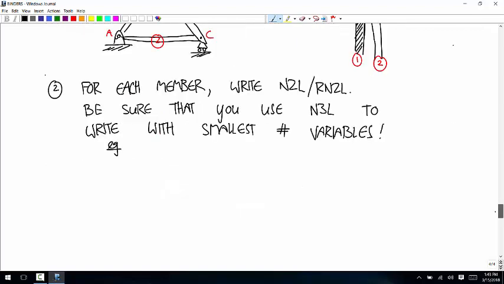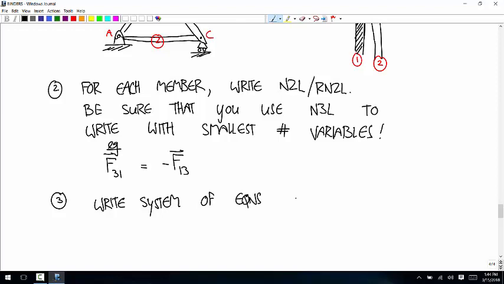So for example, F31 is equal to negative F13. And so you'd replace F31 by negative F13 whenever it came up. And then the last step is to write your system of equations as an augmented matrix, and use reduced row echelon form to solve.